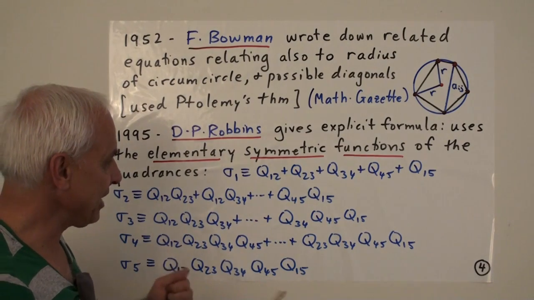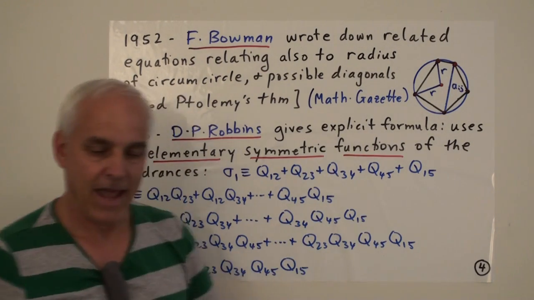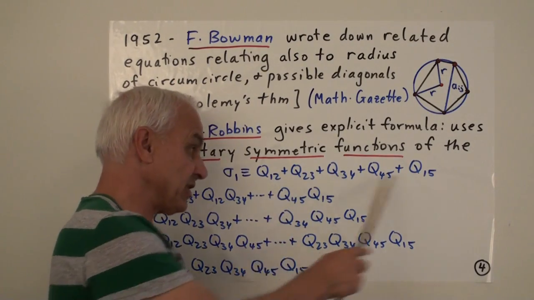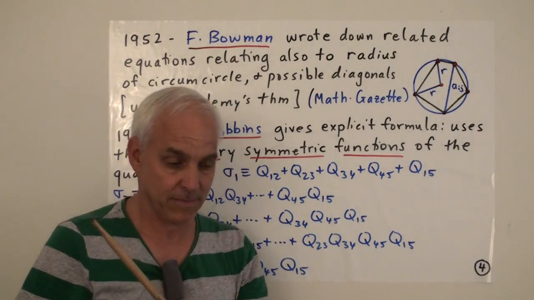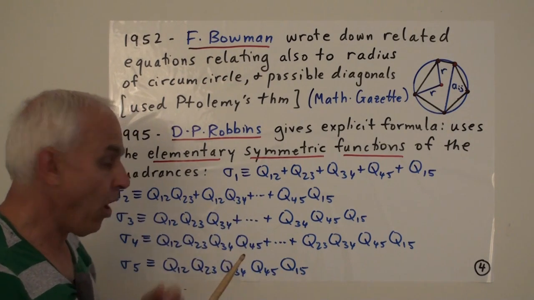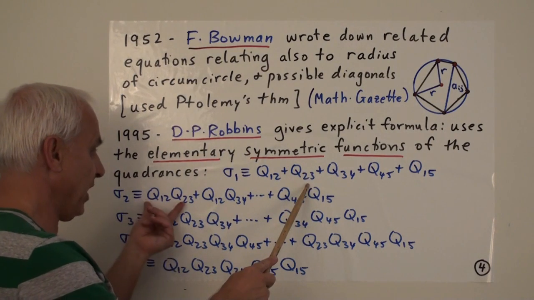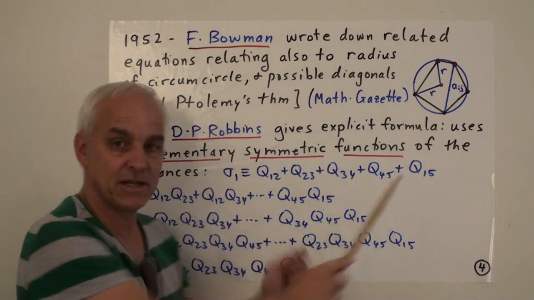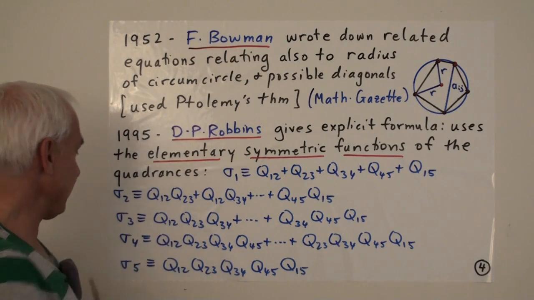In order to write it down, I have to tell you just a little bit about the elementary symmetric functions of the five quadrances. So here we have these five numbers, and we can form various symmetric combinations of them. The simplest symmetric combination is just the sum, and that's called sigma 1. That's a symmetric linear combination of these five numbers. Something else that you can do is take what's called sigma 2, which is a sum of all possible products between two different Q's. So Q1,2 times Q2,3, and then you add Q1,2 times Q3,4, and then add Q1,2 times Q4,5. And you go through all the various possibilities of choosing two out of the five Q's, taking their product and adding them all up. That's called a second symmetric function.